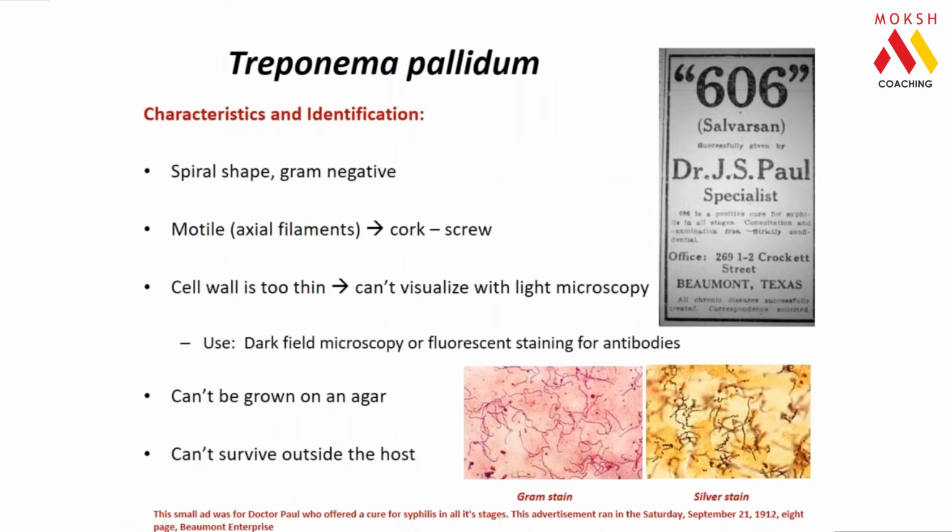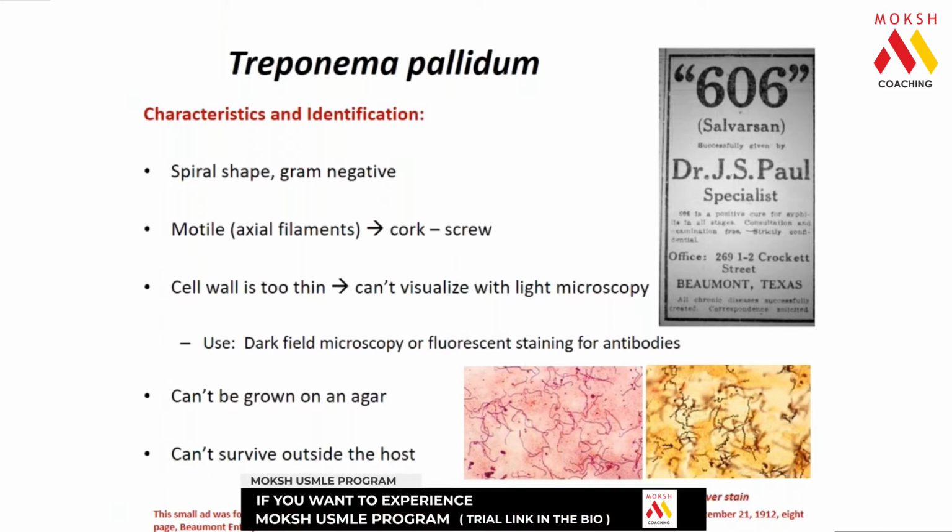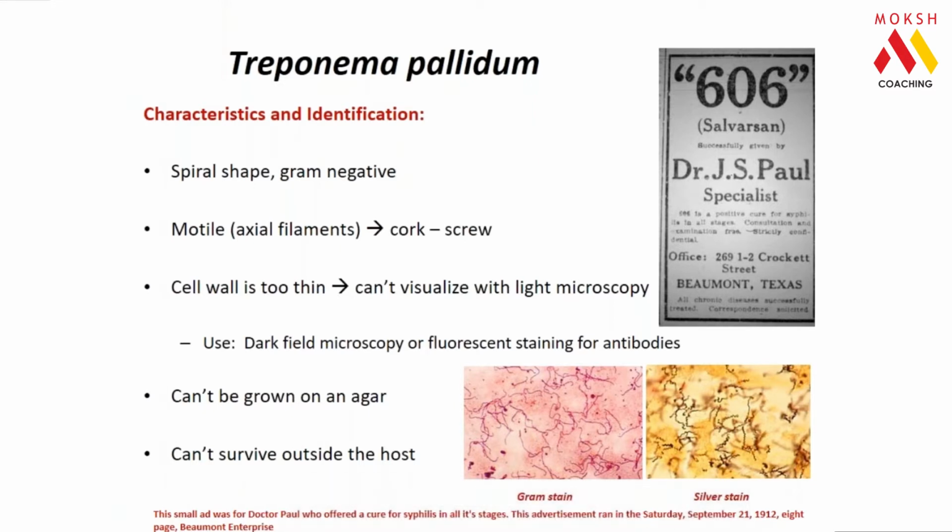Treponema pallidum. Treponema pallidum is a gram-negative spiral-shaped organism. It has a periaxial filament, so it has a cork-like motility. You cannot see it with a regular light microscope. You need to use dark field microscopy in order to see it. It is not going to grow on an agar, and it cannot survive outside the host. So all these are important points.